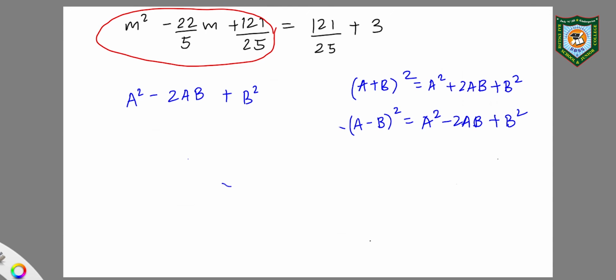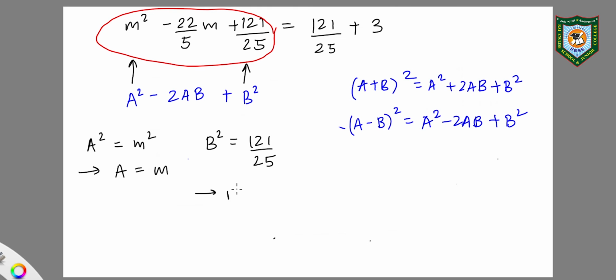Once I get this, I need to just compare the terms in order to get the value of a and b. So I'll be comparing a square with m square, and b square with 121 divided by 25. So a square is equal to m square, which implies a is equal to m. And b square is equal to 121 divided by 25, which implies b is equal to 11 divided by 5.